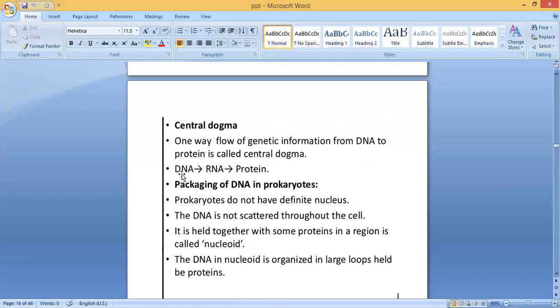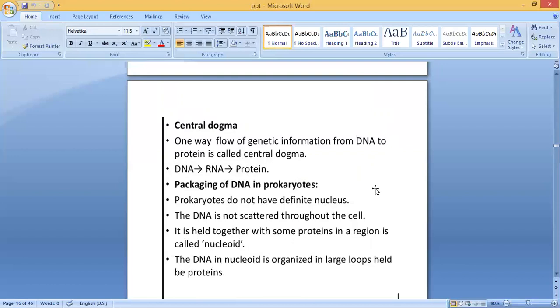That is, first from DNA it goes to RNA or mRNA, messenger RNA, that is known as transcription. From mRNA it will go to protein. This way of flow always happens. But in some viruses, we can see the reverse case also, and that is known as reverse transcription. Clear? The next one is packaging of DNA in prokaryotes.